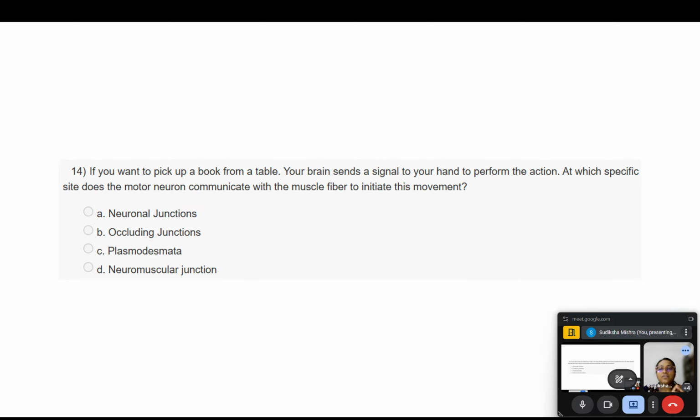If you want to pick up a book from a table, your brain sends a signal to your hand to perform the action. At which specific site does the motor neuron communicate with the muscle fiber to initiate this movement? Neuronal junctions, occluding junctions, plasmodesmata, or neuromuscular junctions. The answer is D, neuromuscular junctions. One more thing: motor neurons are the ones that originate from the central nervous system and innervate the muscle fibers. There are other neurons that innervate other places, but muscle fibers in specific are innervated by motor neurons.